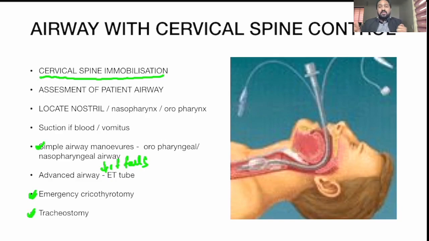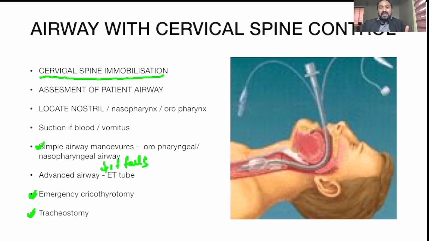So in case of airway with cervical spine control, the most important point to be remembered is the cervical spine immobilization. Along with that, the patient airway needs to be assessed. We need to locate the nostril, nasopharynx, and oropharynx. We have to suction the blood and the vomitus if any present, and use simple airway maneuvers like oropharyngeal or nasopharyngeal airways. If it fails, then the advanced airway, which would include the endotracheal tube, and then emergency cricothyrotomy and tracheostomy may be needed in some of the patients. So this was all about your airway with cervical spine control.